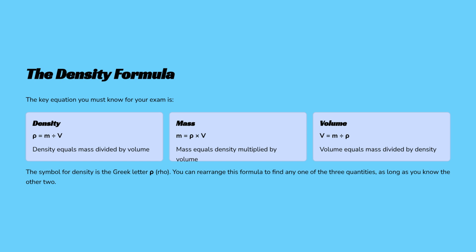The core of your density work is this formula. Density equals mass divided by volume. We use the Greek letter rho, or ρ, to represent density. You can rearrange this equation to calculate mass or volume, as long as you know the other two values.